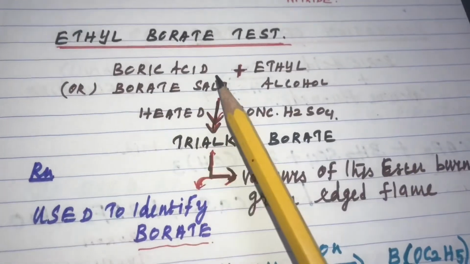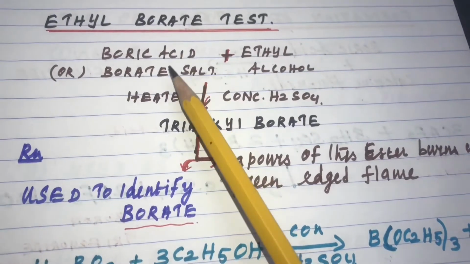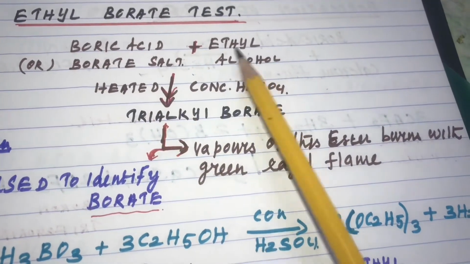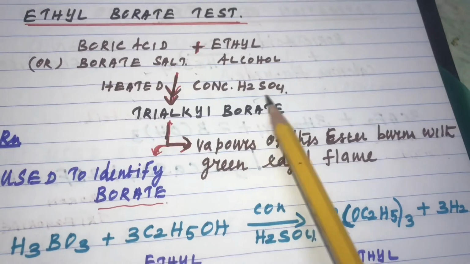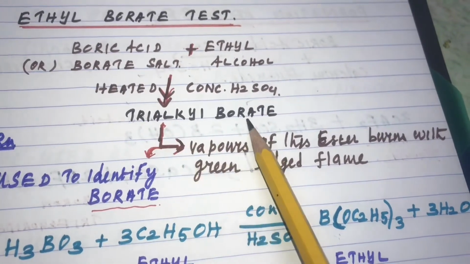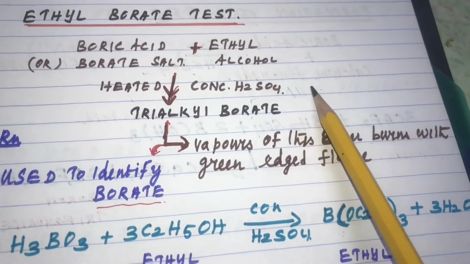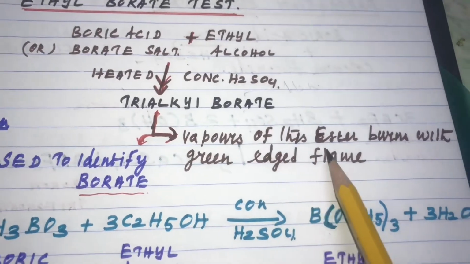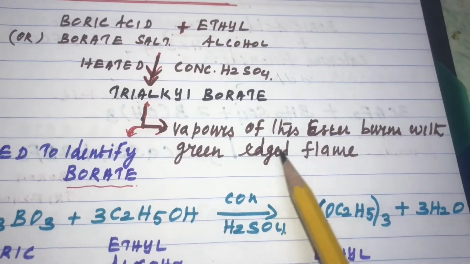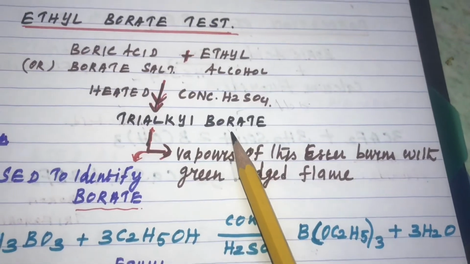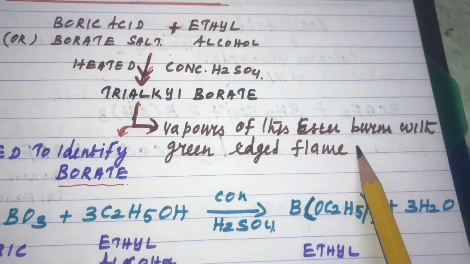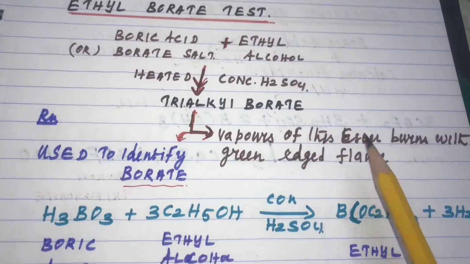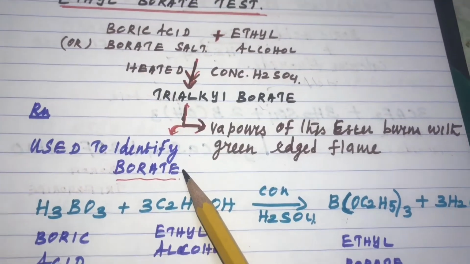Boric acid or a borate salt is heated with concentrated sulfuric acid, and it forms trialkyl borate. As its formula is H3BO3, it forms a trialkyl borate. The vapors of this ester burn with a green edged flame. The formed trialkyl borate, that is the ester, burns with a green edged flame, and that green edged flame is used to identify borate salt.